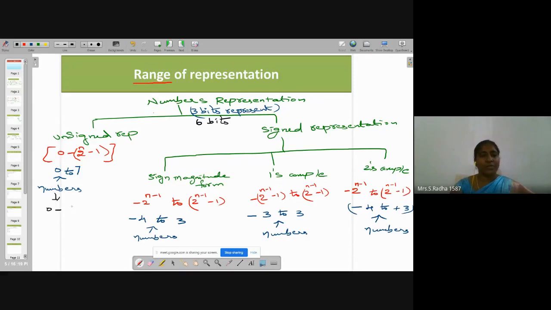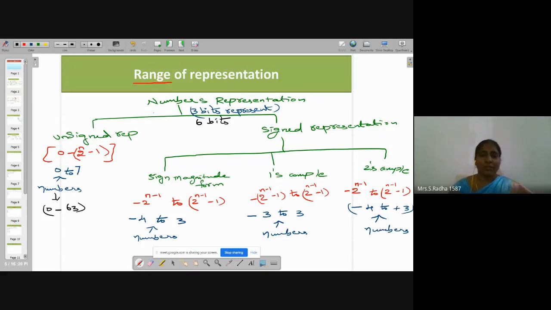2 to the power 6 is 64. 64 minus 1 is 63. 0 to 63 are the numbers in unsigned. If you are not putting any plus or minus, unsigned means no sign. Okay, all are positive only. So 0 to 63 is the representation you can do using 6 bits.